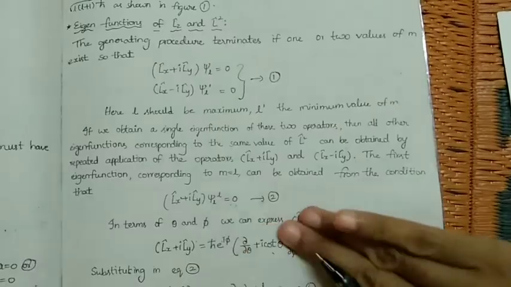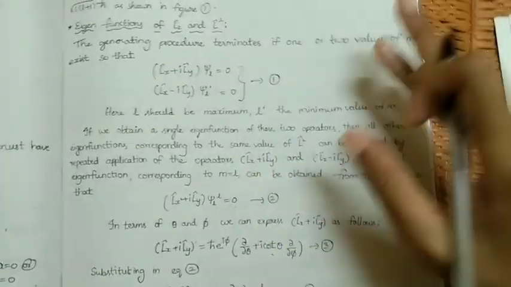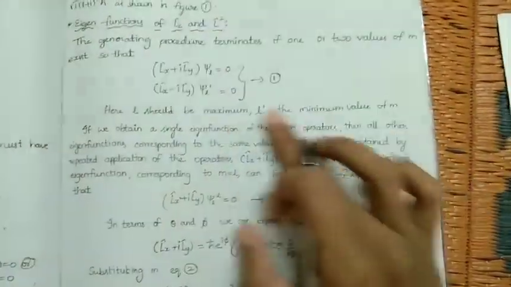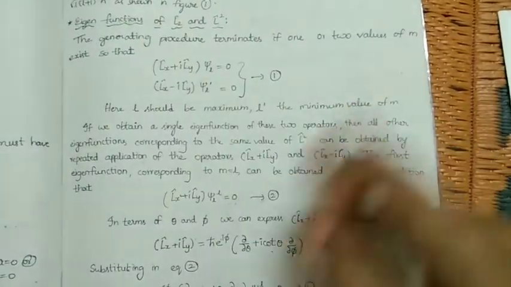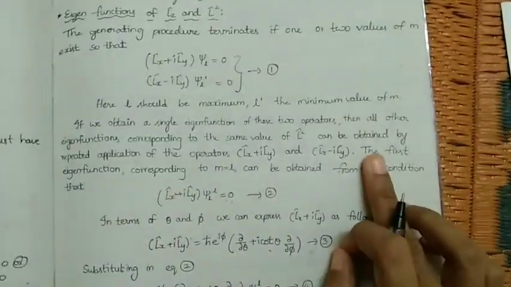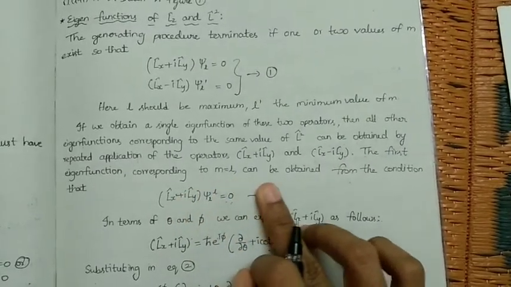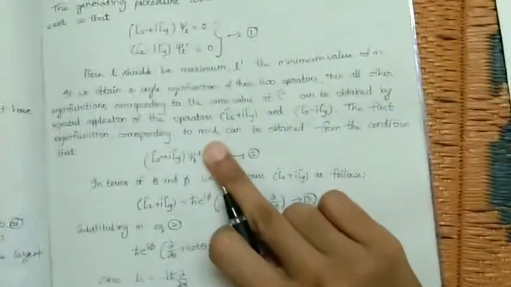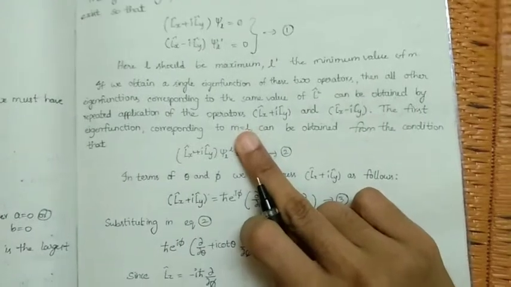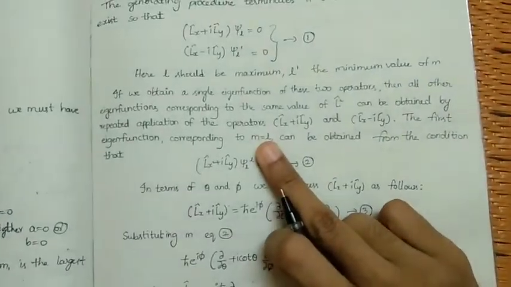So we can go from lower -2 to +2 like that, or +2 to -2 like that. With the help of these operators, we can find other eigenfunctions also. So the first eigenfunction corresponding to m equals L can be obtained from the condition that, corresponding to the maximum value of L, here L is the maximum value of m.